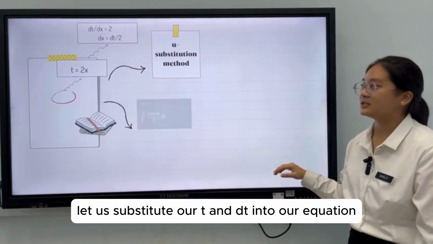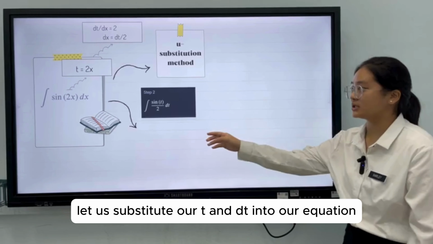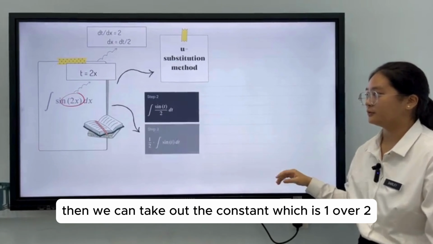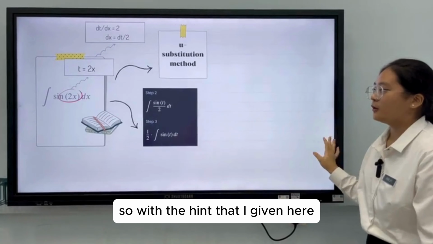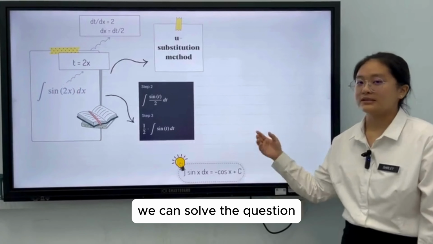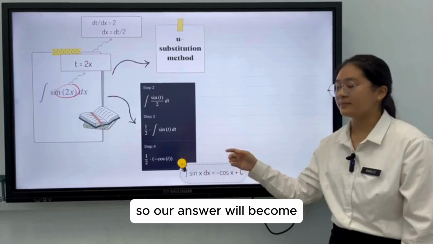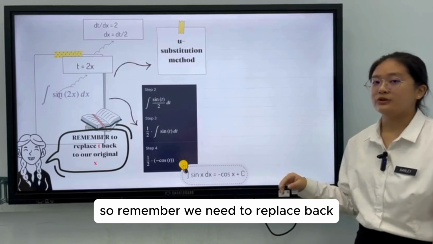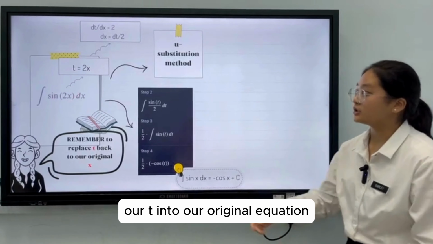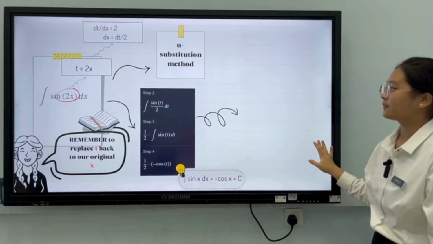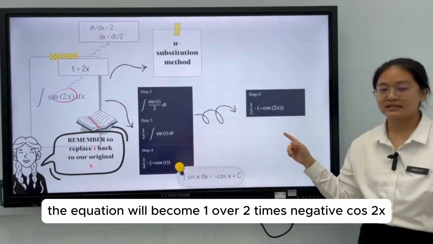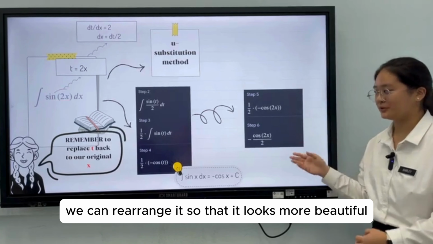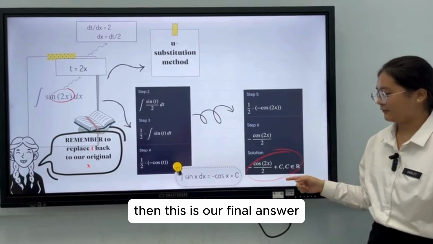So now let us substitute our t and dt into our equation. So our equation will become like this. Then we can take out the constant, which is 1 over 2. So it will turn like this. With the hint that I gave here, we can solve the question. So our answer will become 1 over 2 times negative cos t. Remember, we need to replace back our t into our original equation, which is this. So our equation will become 1 over 2 times negative cos 2x. Then we can rearrange it so that it looks more beautiful. Then this is our final answer.